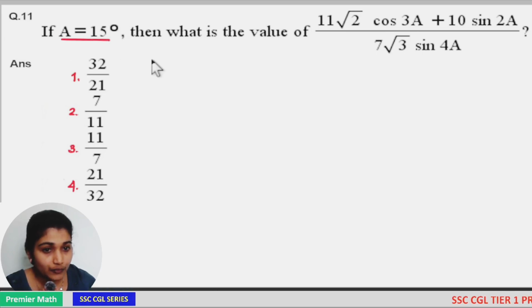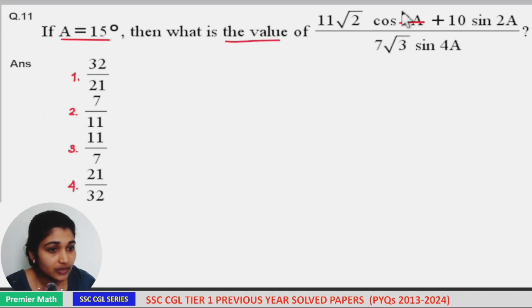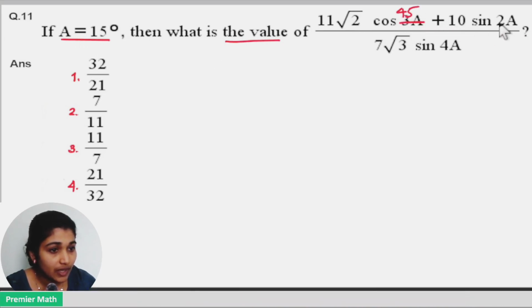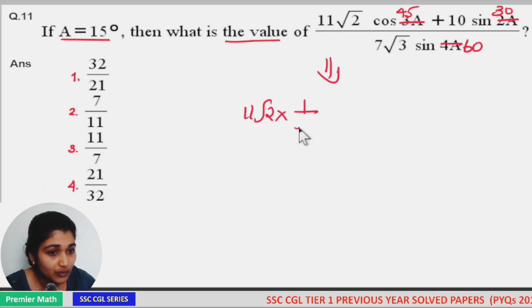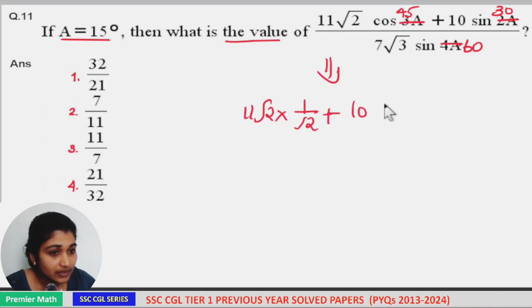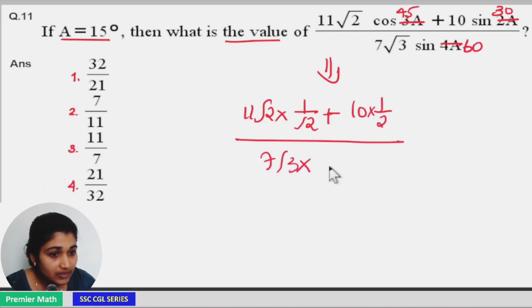If a equals 15 degrees, then what is the value of the given expression? Here a is 15 degrees, so 3a is 3 into 15, 45 degrees, 2a is 2 into 15, 30 degrees, and 4a is 4 into 15, 60 degrees. Then this whole expression will become 11 root 2 into cos 45, which is 1 by root 2, plus 10 sin 30. Sin 30 is 1 by 2, and 7 root 3 sin 60, where sin 60 is root 3 by 2.